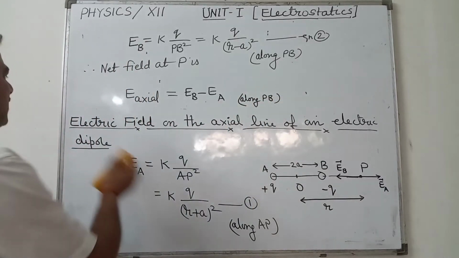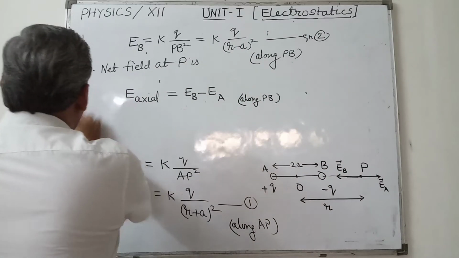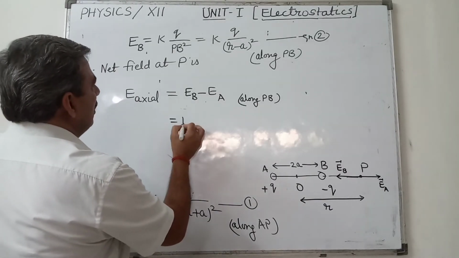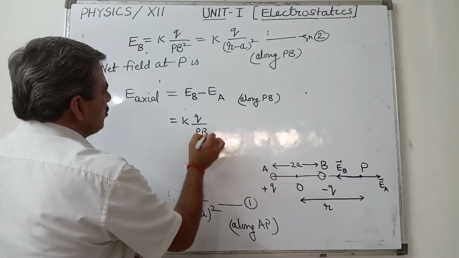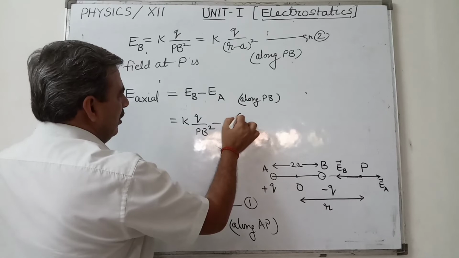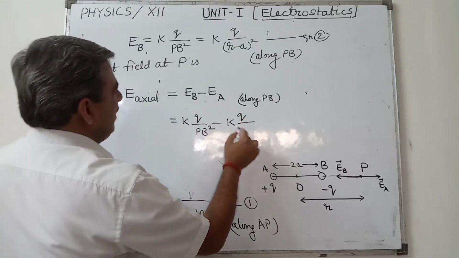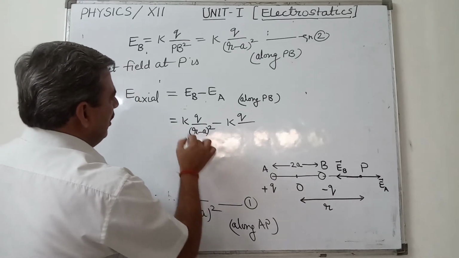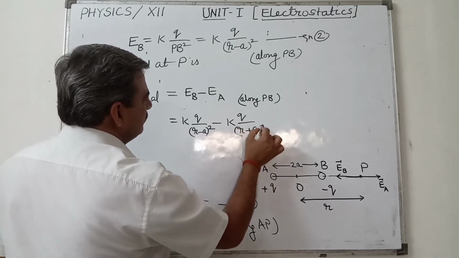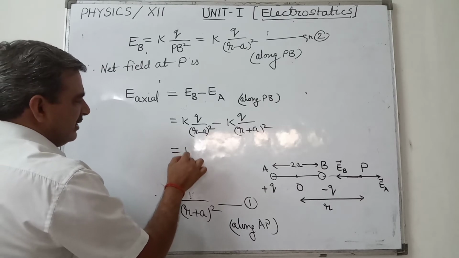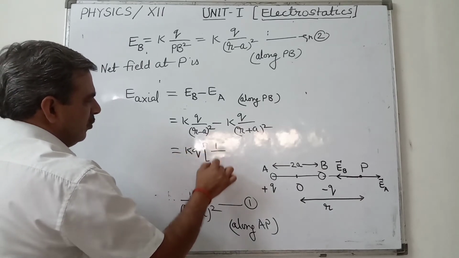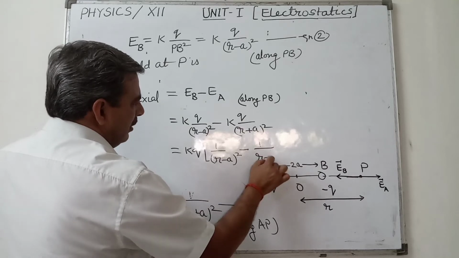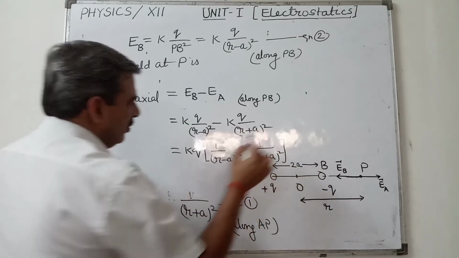Now if you put the values of these quantities, what you have? So you have EB, K Q over PB square, minus EA, K Q over PB square, or you may write directly here R minus A square and here R plus A square. So further just take KQ common and you are left with 1 over R minus A square minus 1 over R plus A square. You have this thing.